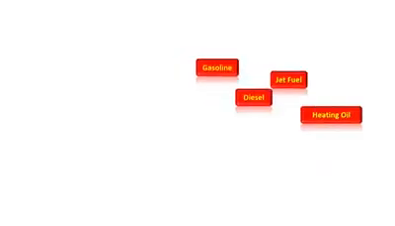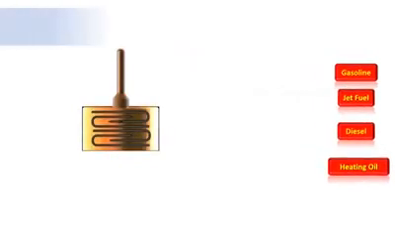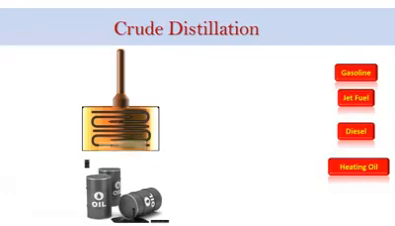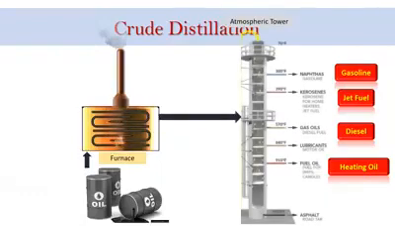The crude distillation unit is the first unit in the refining process. In this unit, the raw crude is distilled into several intermediate products, including naphtha, kerosene, diesel, and gas oil.